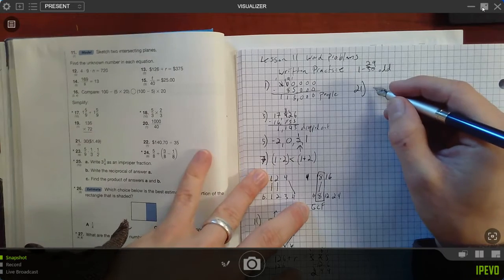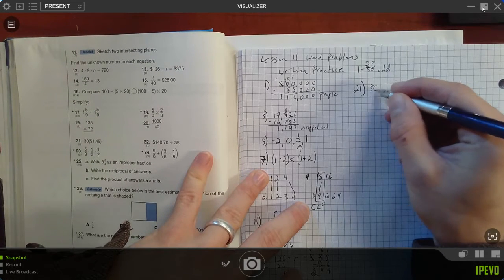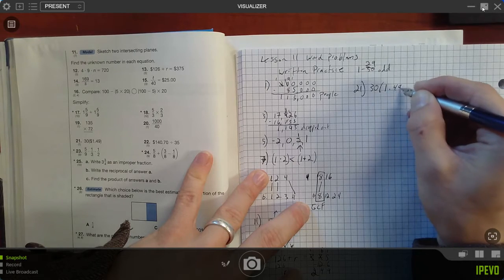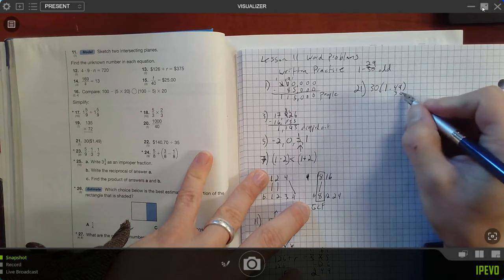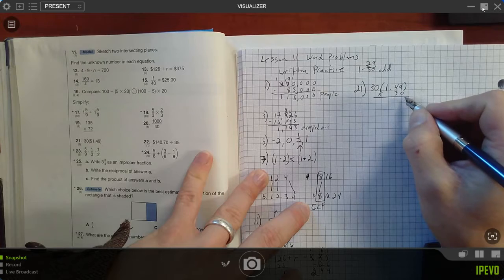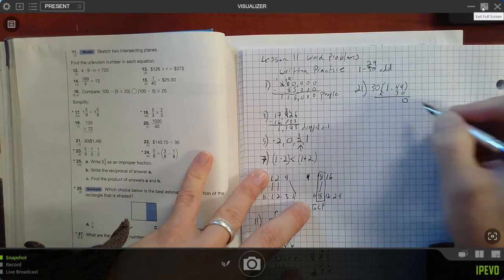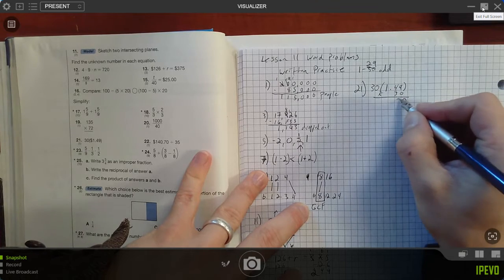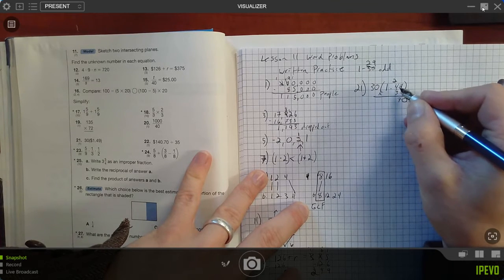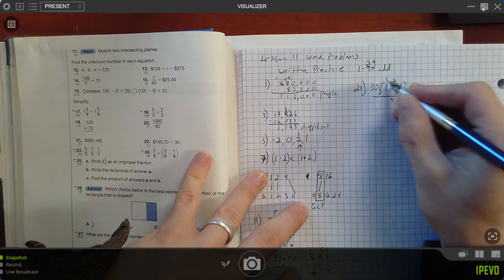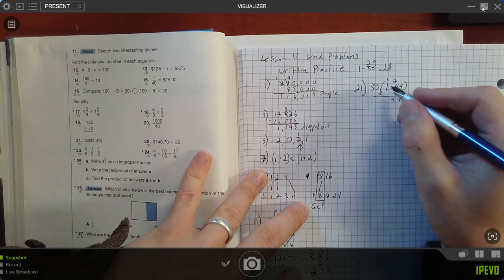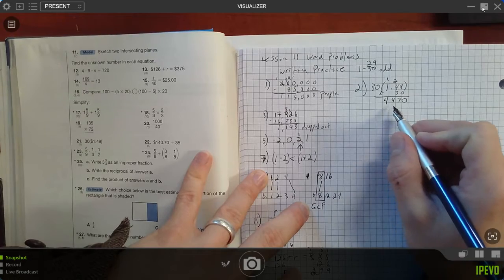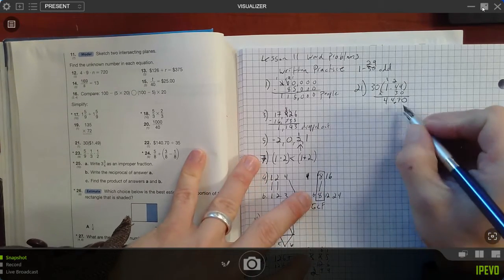21. 30 times $1.49. Let's do it down here. I'm just going to drop that 0 because it's going to be 0 all the way. 3 times 9 is 27. 3 times 4 is 12, 13, 14. 3 times 1 is 3, 4. But the answer is not 4,470, but $44.70.